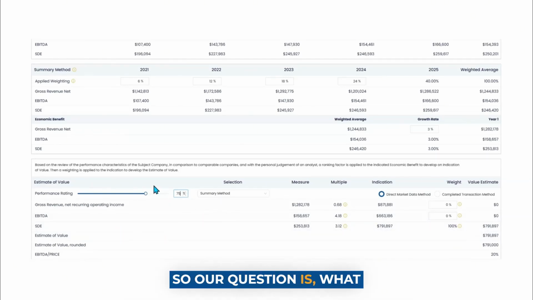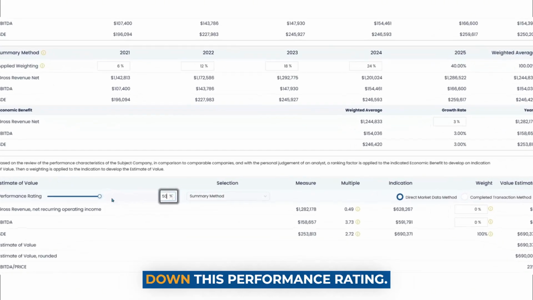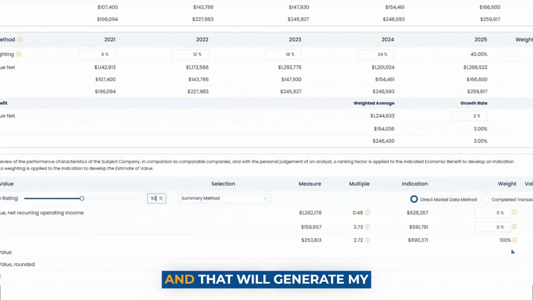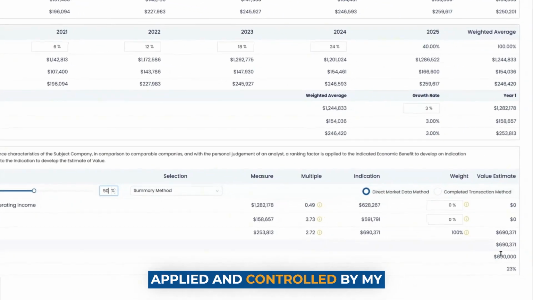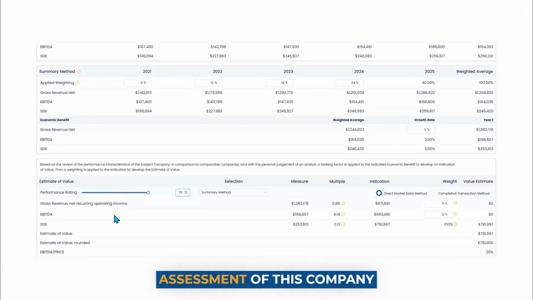So our question is, what supports this 75th percentile instead of this 50th percentile? And as you can see, I can click up, down this performance rating, and that will generate my market multiples, which are then applied and controlled by my weighting to give me this $690,000. So my assessment of this company is the 75th percentile, $791,000.